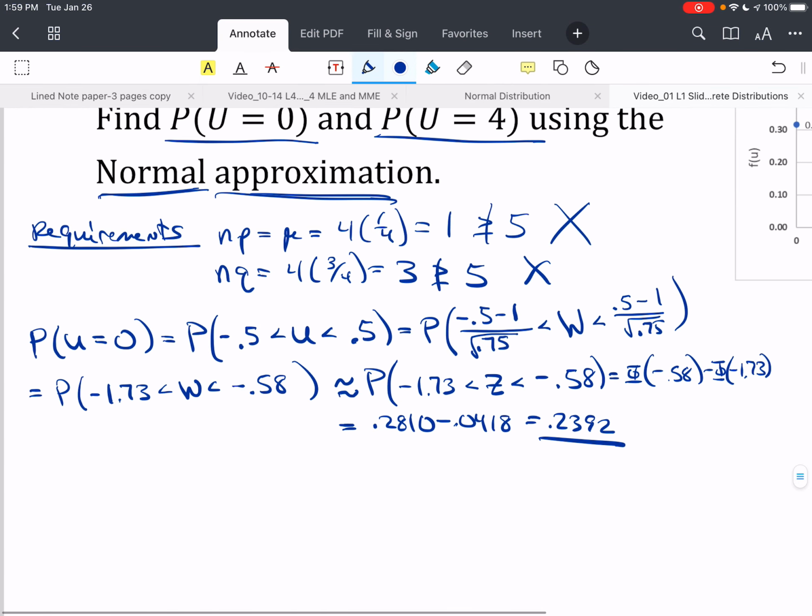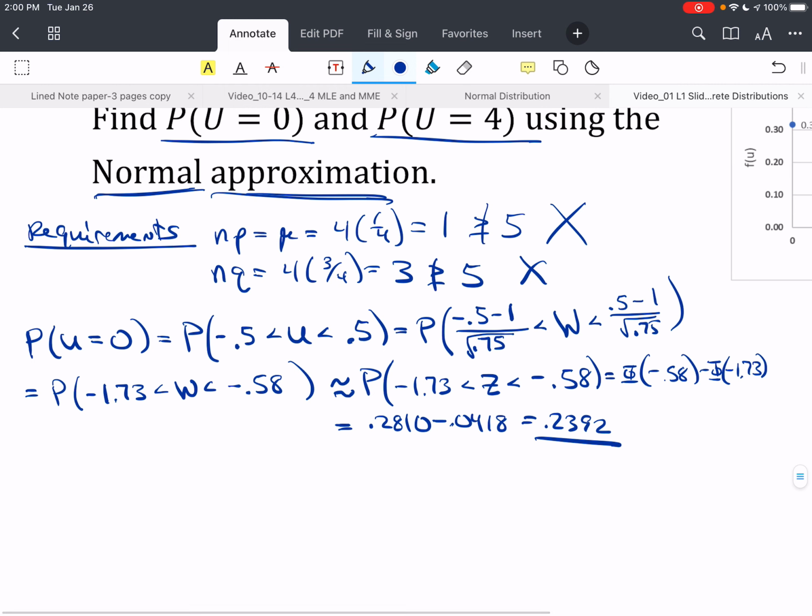Okay, like a third of the way off, so that's not a good approximation. Now, let's look at u equals 4. So we've taken the minimum value of u that it can take, and now we're taking the maximum value. Again, we're going to subtract half, so that's 3.5, and add half, so that's 4.5.